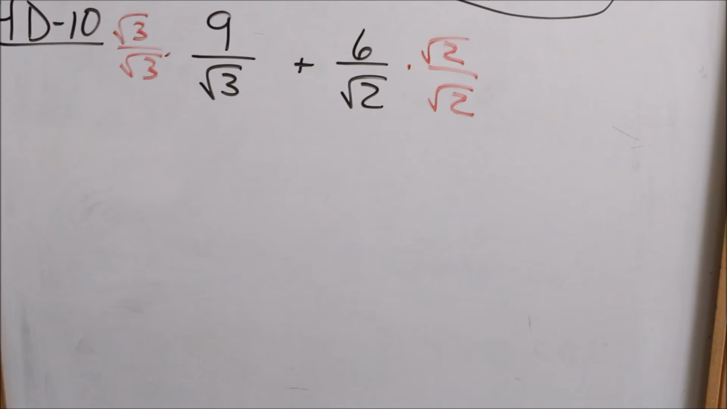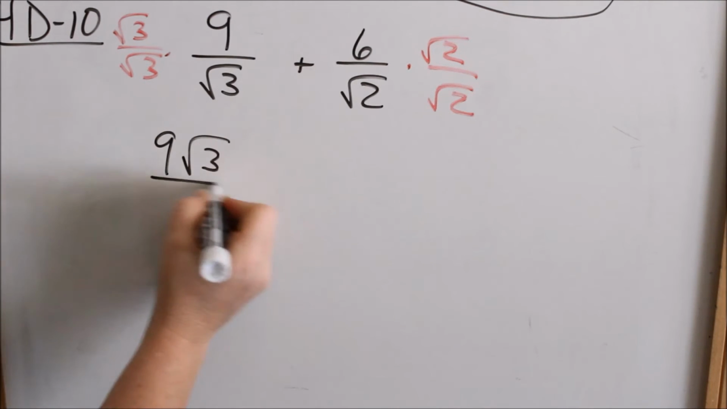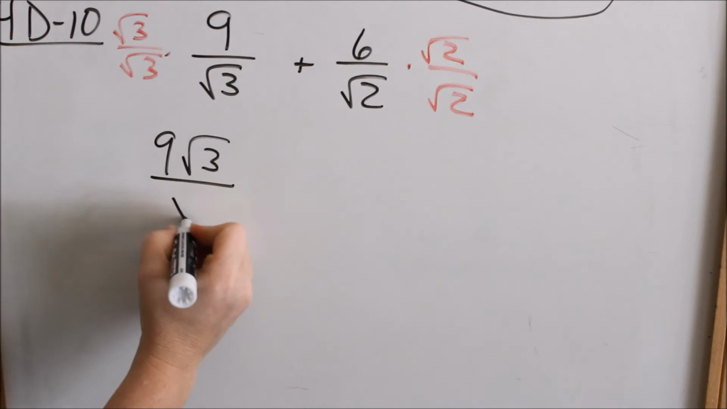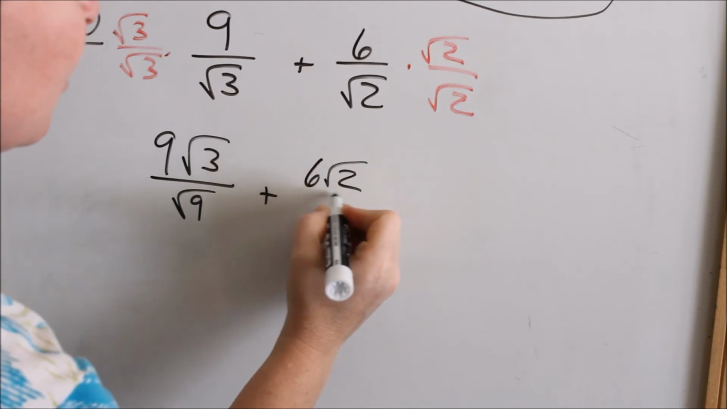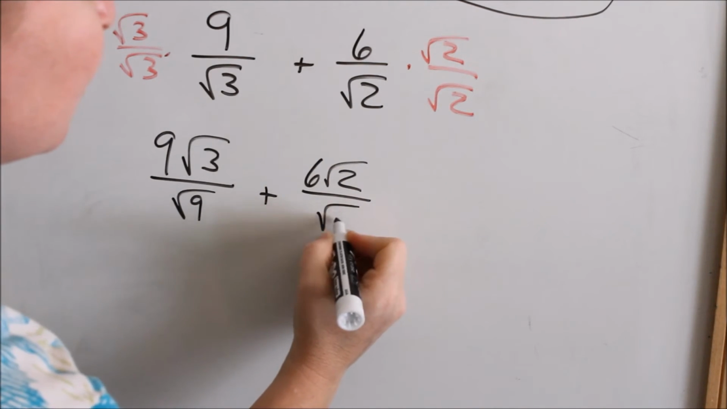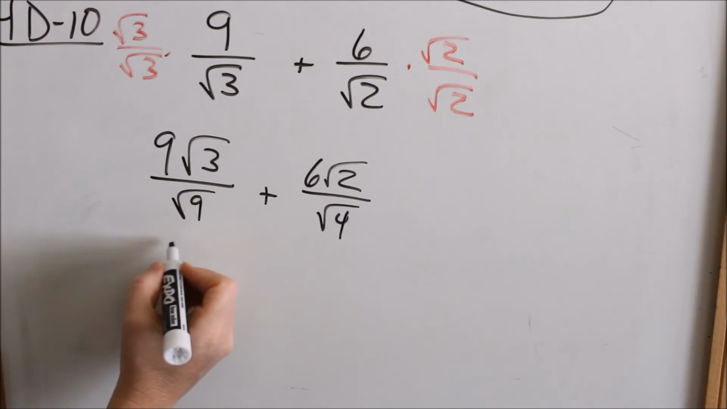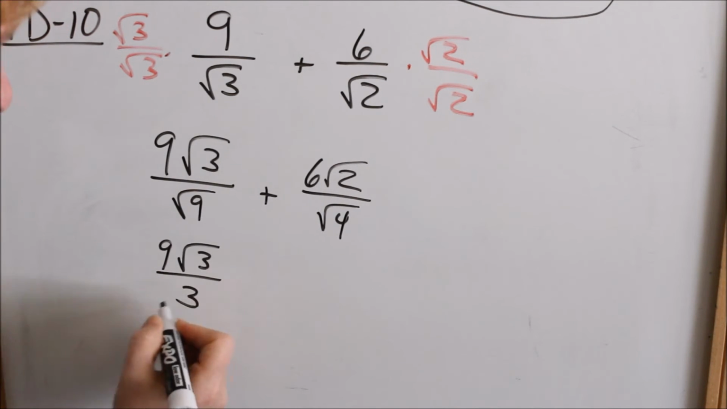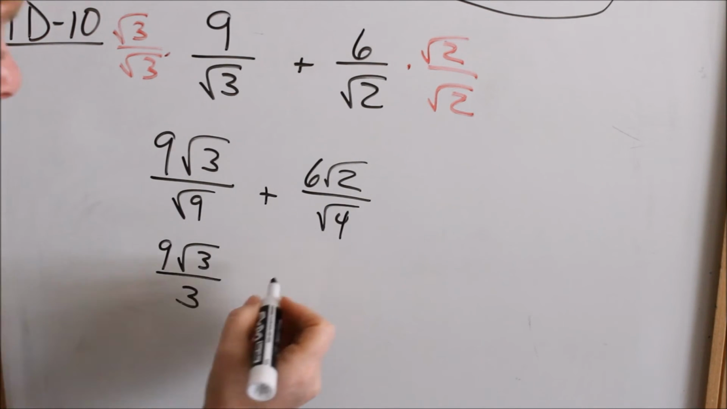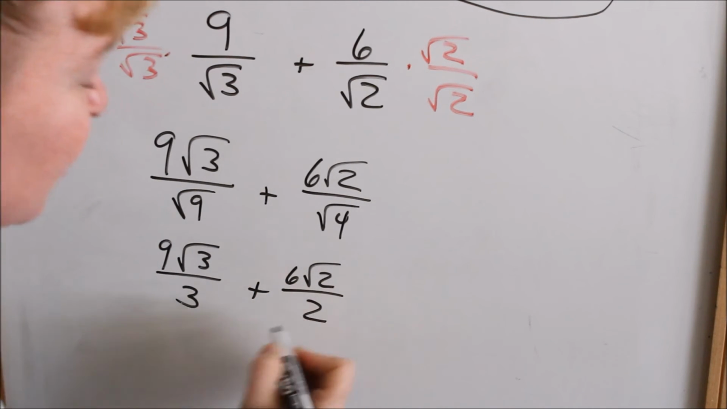So my new fraction now is 9 square root of 3. Square root of 3 times square root of 3 is square root of 9, plus 6 times the square root of 2. Square root of 2 times square root of 2 is square root of 4. Now I can simplify my denominators, the perfect square. When you multiply a radical to itself, you're going to end up with a perfect square. Square root of 9 is just 3. Square root of 4 is 2.